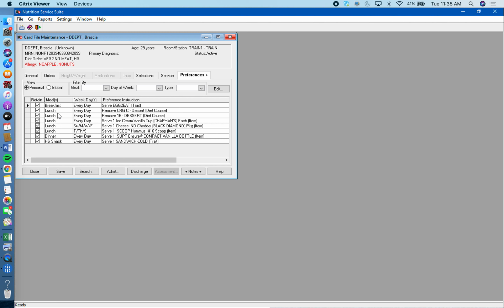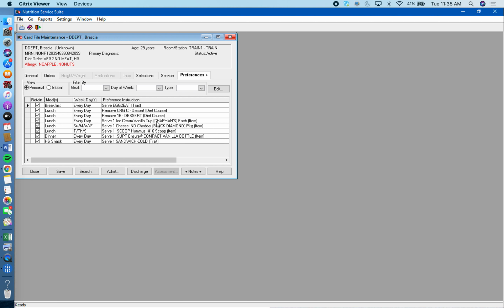Next, lunch, we have remove dessert. This is removing the diet course dessert, and you can see these two here. But then at lunch, we also have serve 1 vanilla ice cream cup at lunch. What this means is that this patient will not get the regular dessert, but instead they'll get a vanilla ice cream. This is just so that the patient won't get double dessert.